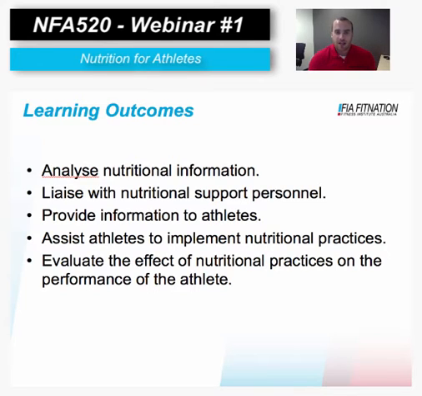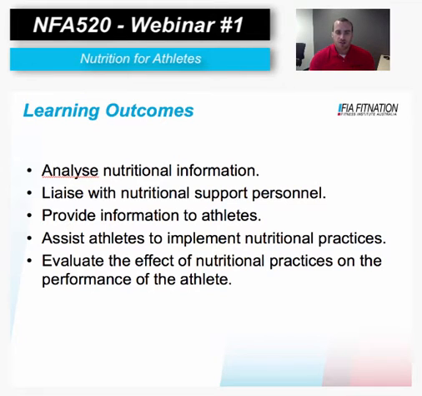We're also going to look at liaison with nutritional support personnel. So one of the things that you need to be able to do when you're working with an athlete is recognise the input and impact that other health professionals can have on that athlete's performance. And bear in mind that you're just going to be one member of that team. The third learning objective is to provide information to athletes. So obviously, when we gather all of the information that we want to share with the athlete, we need to give consideration as to what is the best way to do that and how can we get our point across so that they value it and they see the benefit of your input.